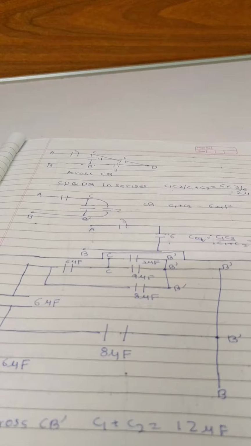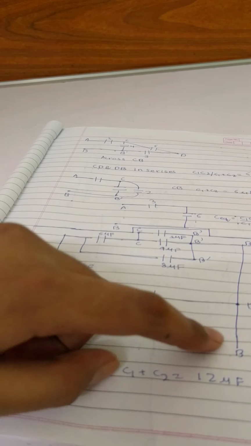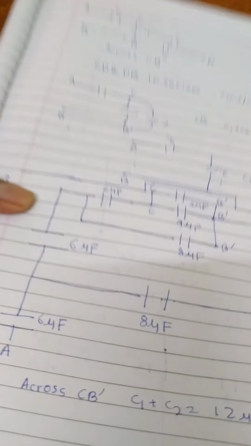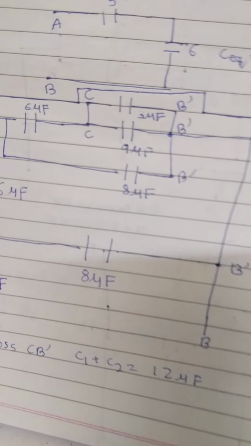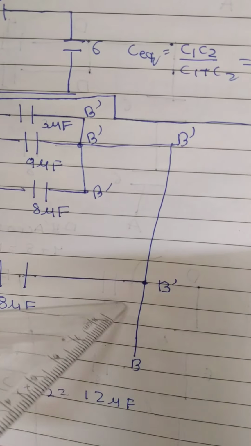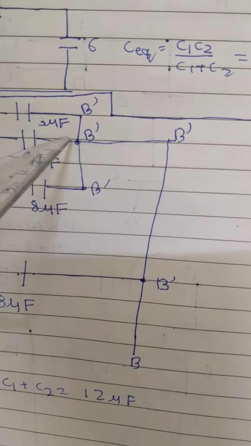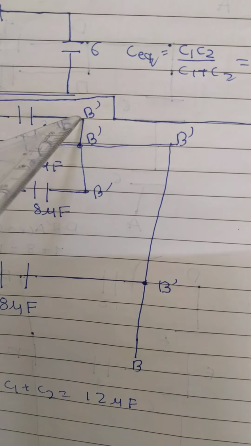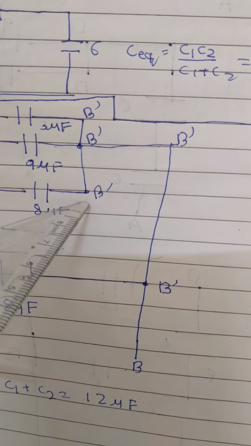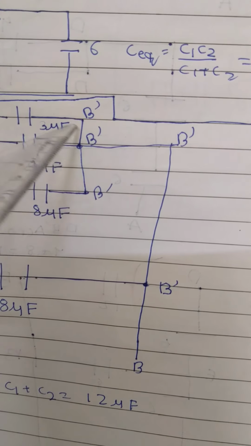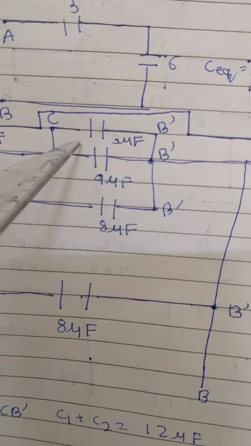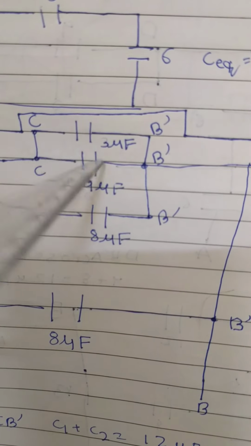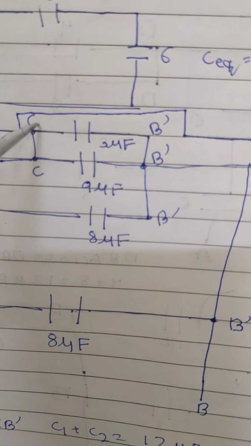How to solve this? First I'll write this as this. This is B dash, this is also B dash. And there is nothing here and here, this is also B dash. Now if I come in this direction, this is the capacitor here, so I will denote this as C.